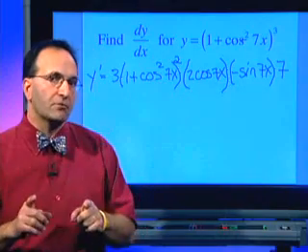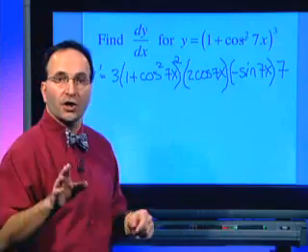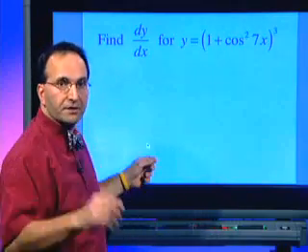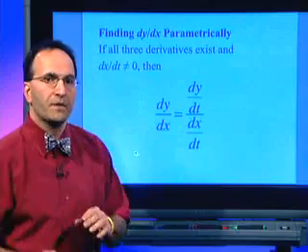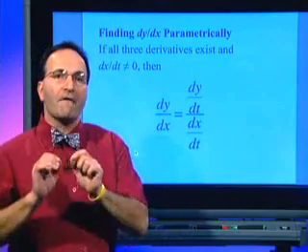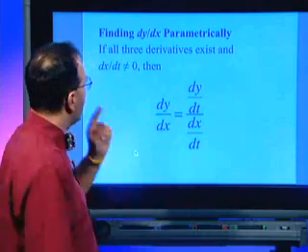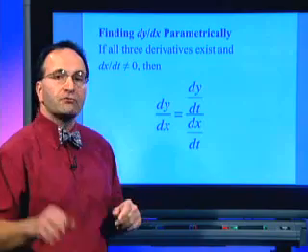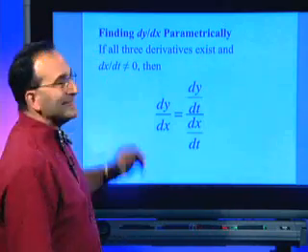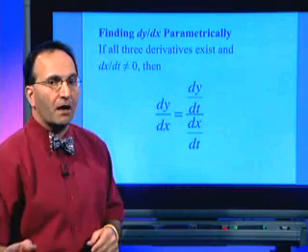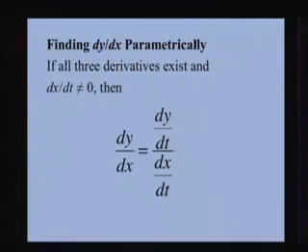We can use the chain rule to find the slope of a curve given to us parametrically. Let's take a look at this formula. If x and y are a function of t, that means they're given to us parametrically. Then, if all three derivatives exist and dx dt is not equal to 0, then what we can say is dy dx, the derivative of y with respect to x, is going to equal dy dt divided by dx dt.